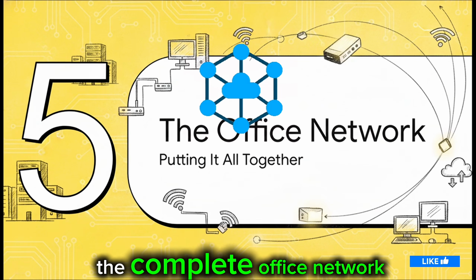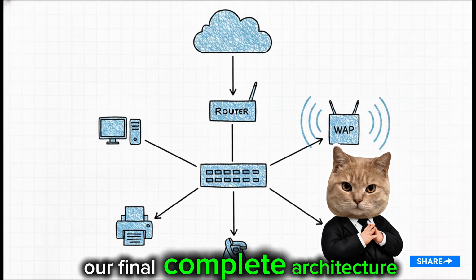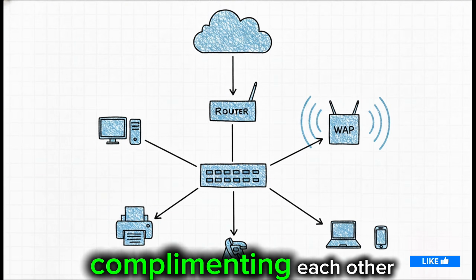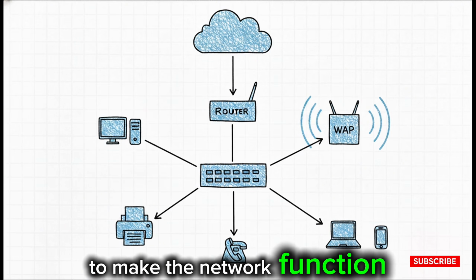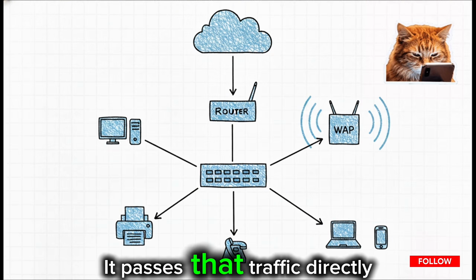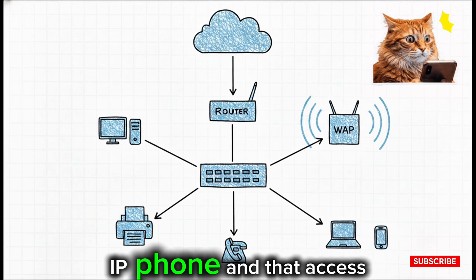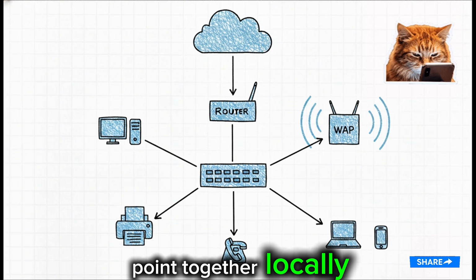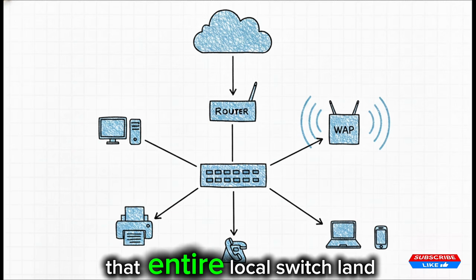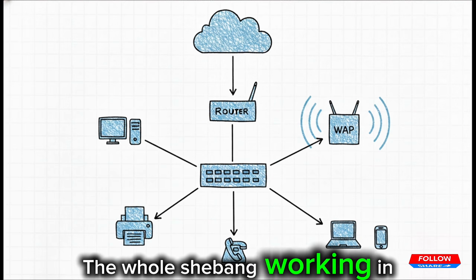Bringing it all home with the complete office network. Putting it all together. Let's see how this builds our final complete architecture. Here is our beautifully completed setup, with all the pieces perfectly complementing each other to make the network function. The access point connects the smartphone and laptop over Wi-Fi. It passes that traffic directly to the switch. The switch connects the PC, printer, IP phone, and that access point together locally, using MAC addresses for lightning-fast delivery. And finally, the router connects that entire local switch LAN straight to the internet using IP addresses. The whole shebang working in harmony.